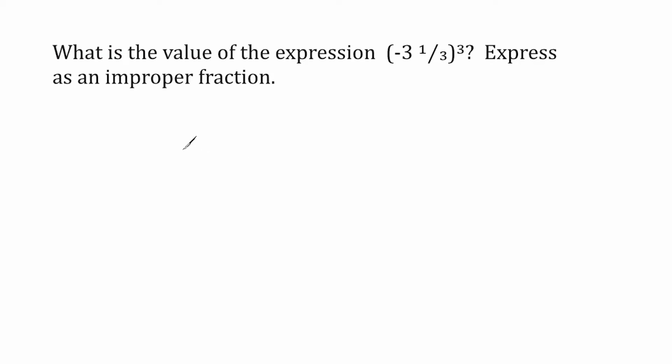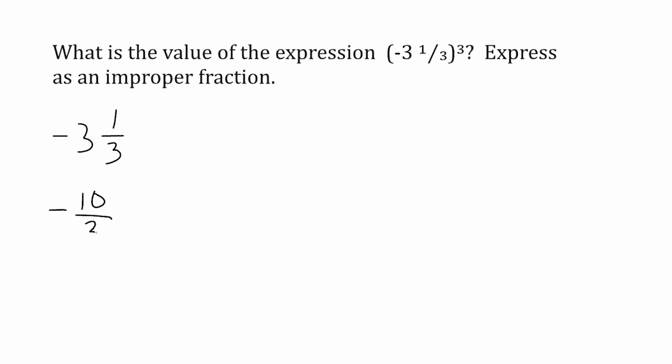Okay, for this example, we have to find the value of this expression and we have to express our answer as an improper fraction. So we have negative 3 1/3 raised to the 3rd power. So what we're going to do first is we're going to take this mixed number and we are going to write it as an improper fraction. So we are going to rename it. So let's take negative 3 1/3 and rename it as negative 10/3.